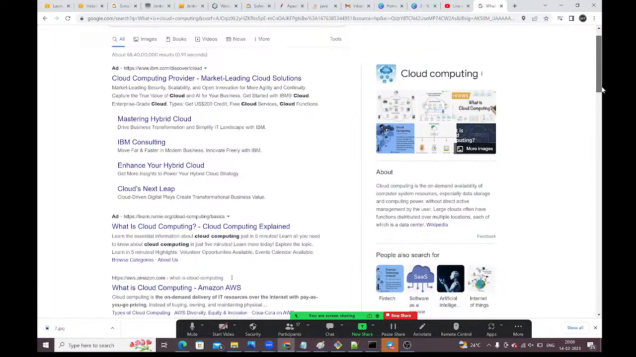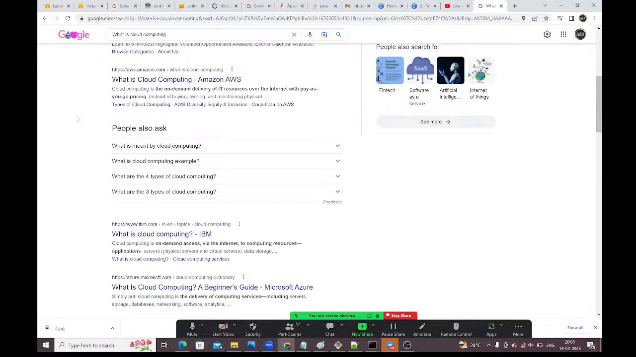And here what they have given. Let me check here. Read it here, guys. Cloud computing is the on-demand delivery of IT resources over the internet with pay-as-you-go pricing. Is it the same as what I have written there? Cloud computing is the, let me copy this one, guys.